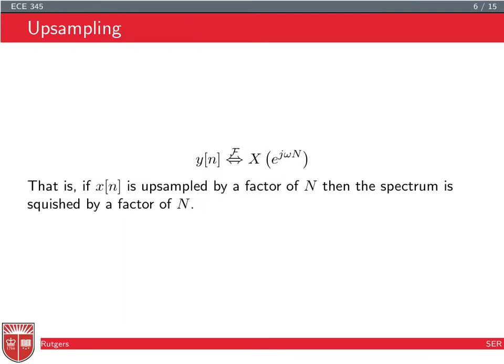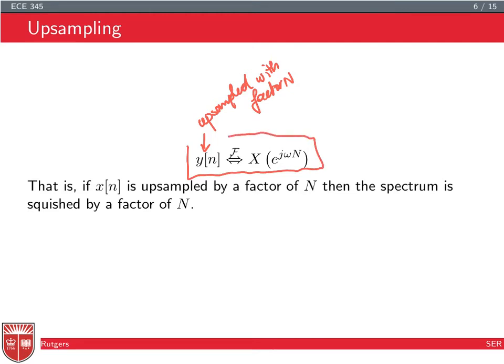The formula for upsampling is that, for the signal upsampled with factor n, the DTFT of y of n is the DTFT of x, but where instead of having omega, you stretch omega by a factor of n.